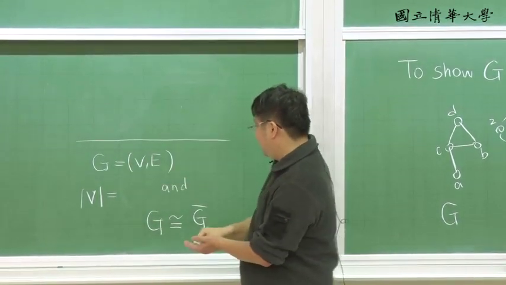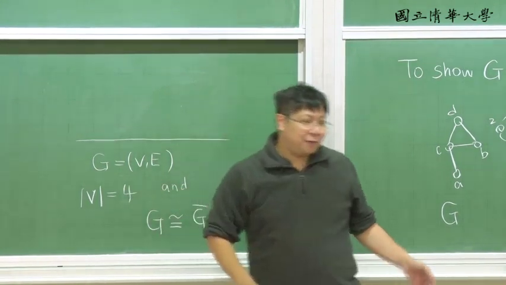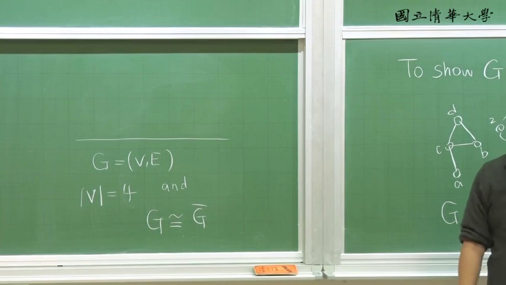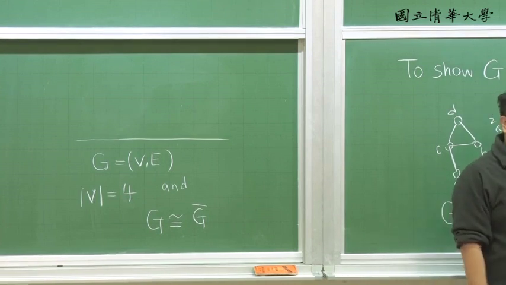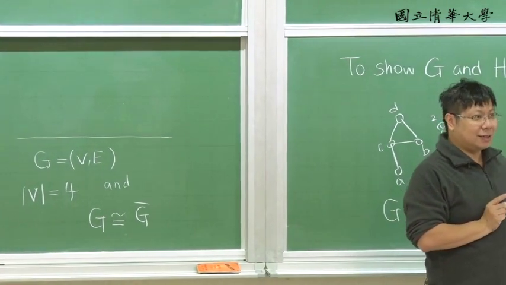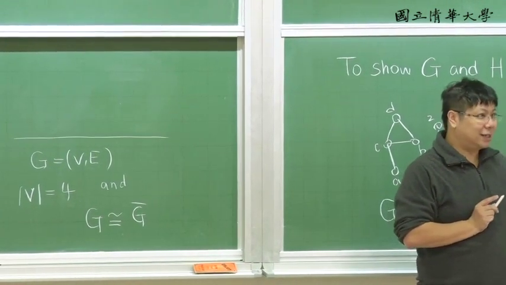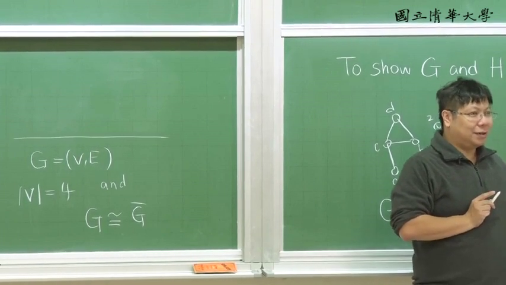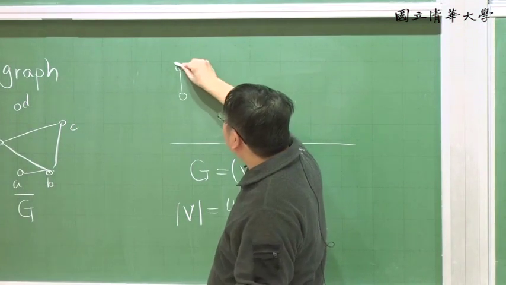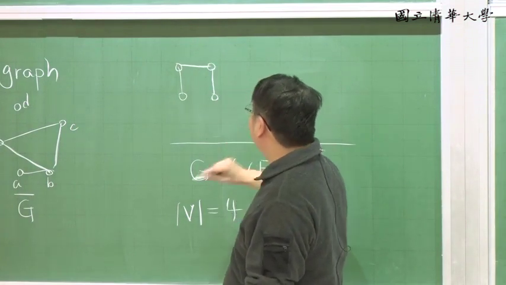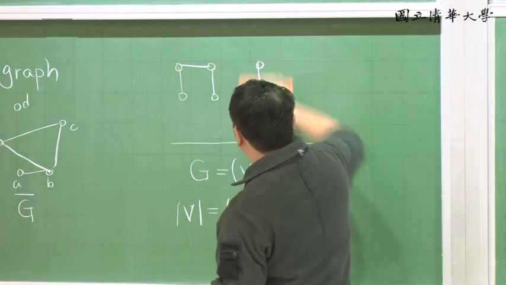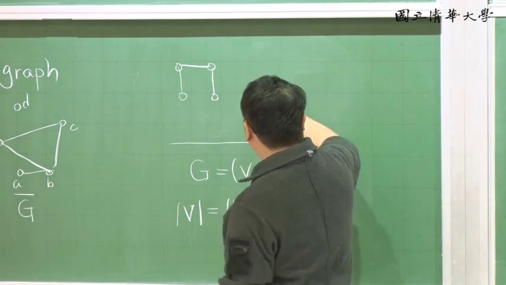How about 4? Can we find a graph that has 4 vertices, and the graph is isomorphic to the complement of itself? Well, you can do this by trial and error, and it's not that difficult to find. So this is one way. And the other way is this one.